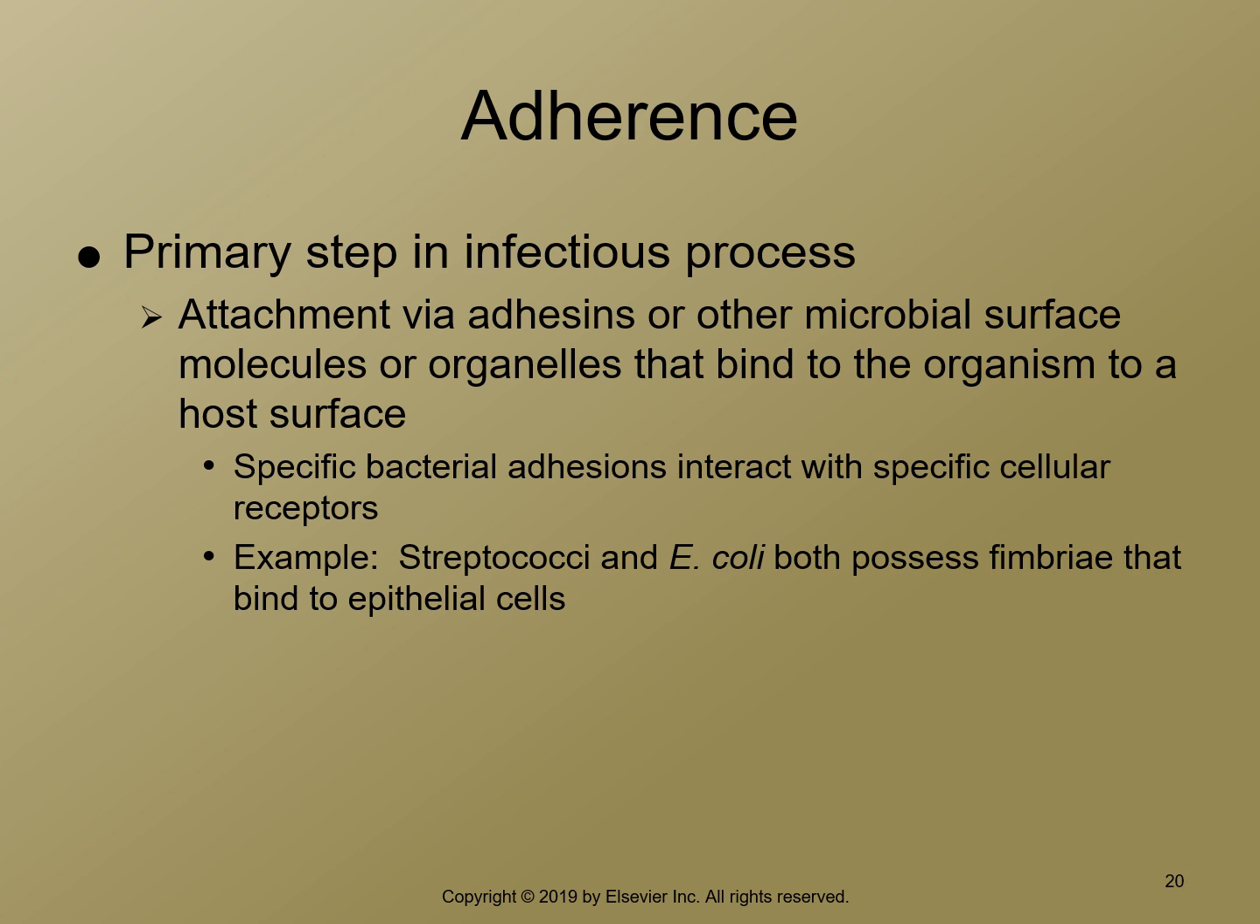Attachment of bacterial pathogens to the host tissue is the primary step in an infectious process. Attachment is made possible by adhesins or other microbial surface molecules or organelles that bind the organism to a host surface. As we've seen in previous chapters and also in immunology, specific bacterial adhesins interact with specific cellular receptors. So, for example, as we've seen, streptococci possess fimbriae, which are fine irregular structures composed of M protein and lipoteichoic acid that bind to epithelial cells.